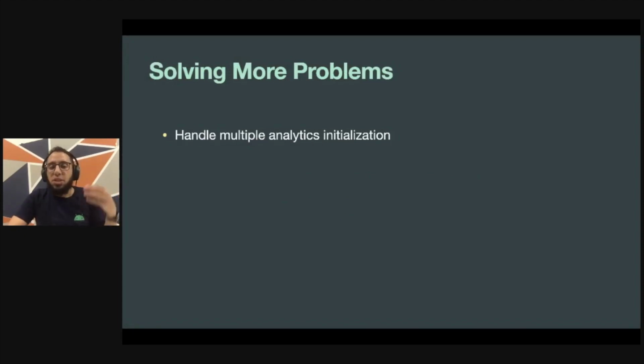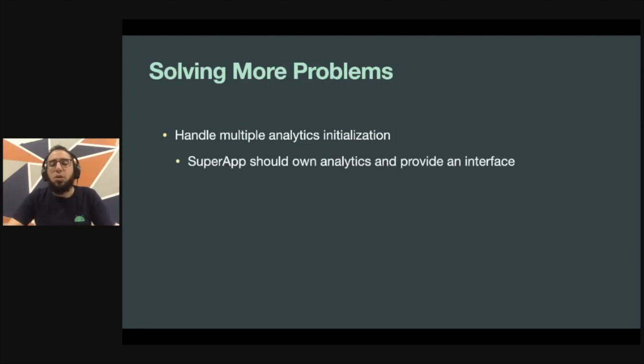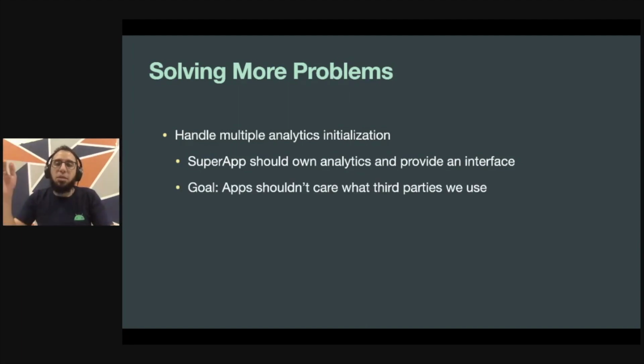Thinking about some other problems, for example, we talked about how analytics would be initialized by every single mini app, and that's kind of wasteful and also problematic, because especially think about a case where you're using different API keys. Which dashboard did your analytics end up going to, right? So we back up and say SuperApp should own the analytics and provide an interface for each of these mini apps to use. With the ideal goal in mind being that eventually, no mini app should care what third-party service we're using. It should just say, hey, I have an event and this is a business event, log it. Or I have an event and this is a developer event, log it.